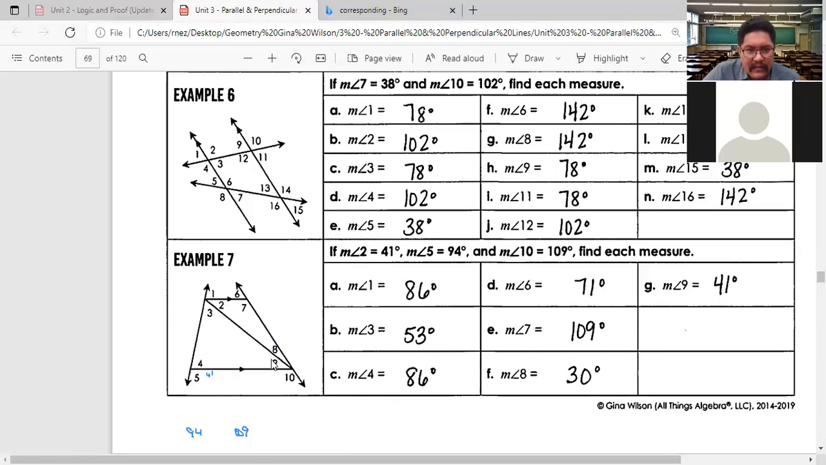9 and 2 are alternate exterior, so that'd be 41. Now 9 and 8 would be corresponding to 6. So 6 is 71. If we were to put 8 and 9 together, it would still come out to be 71 degrees. So we got 30 because 30 and 41 make 71 degrees. So again, it's a lot of adding, a lot of jumping from one idea to the next idea. If we know this, then we should know that other thing too.